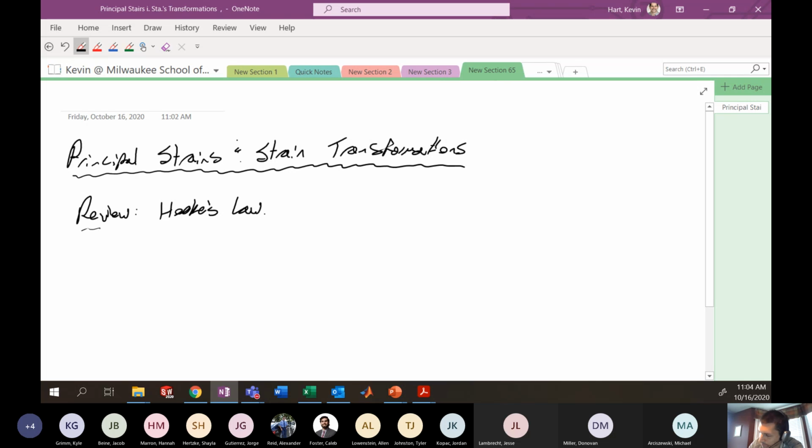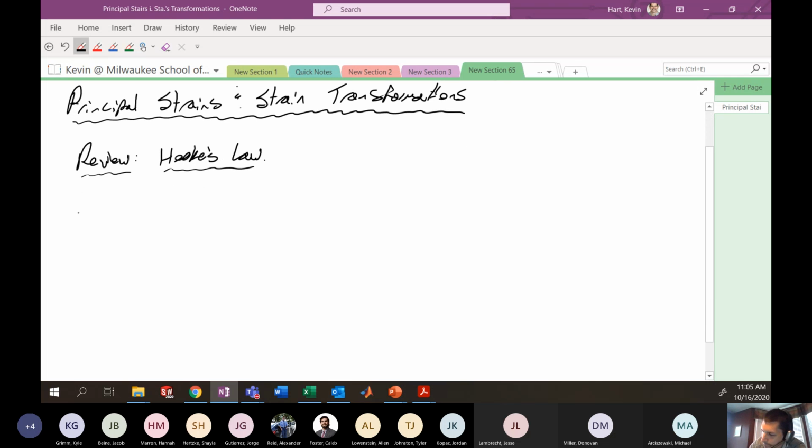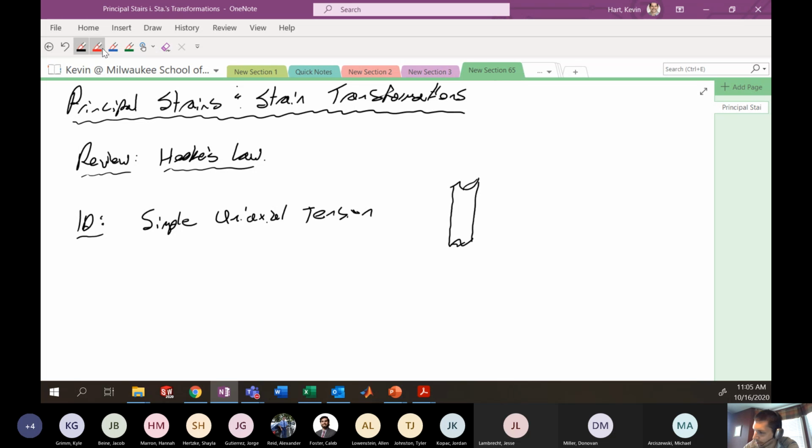And we'll start in 1D, and we'll work our way up from there. All right. So in 1 dimension, Hooke's law, I think we're all pretty good on this, okay? So if you just had something like simple uniaxial tension, what you kind of want to think about here is if you had a bar that looked like this, and you were loading this guy with a very simple loading situation.